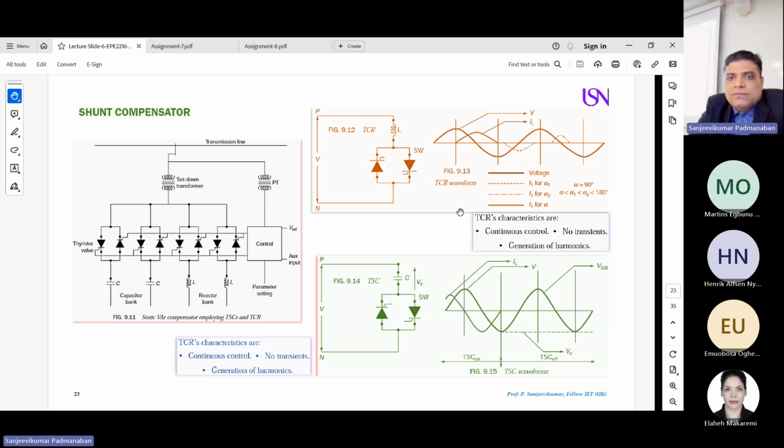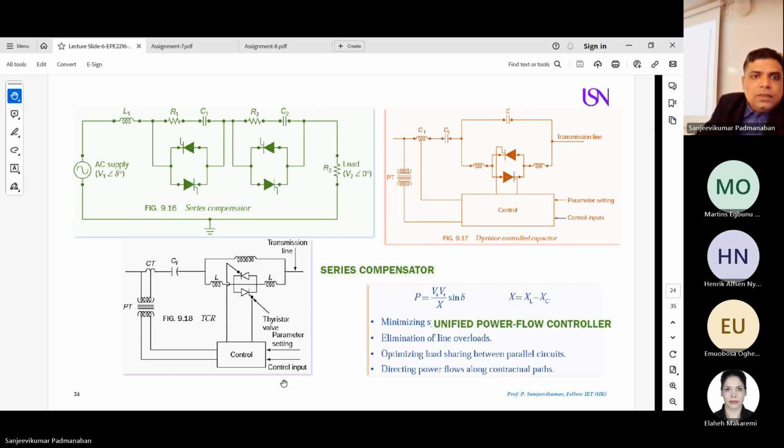So what are the applications of using a TSR? We call it a thyristor controlled reactor. You can have continuous control, no transient, and no generation of harmonics. What is the advantage of going for a TSC? You get continuous control here also, no transient and no generation of harmonics. That's the basic advantage of using two types of reactive component, which is connected in series with anti-parallel connected thyristors. So this is called shunt compensation.